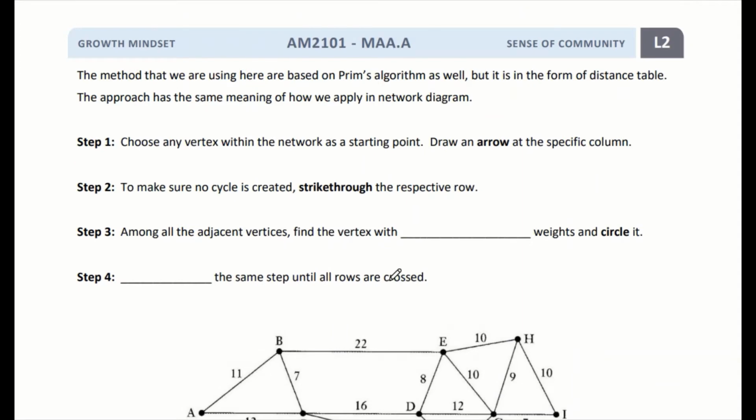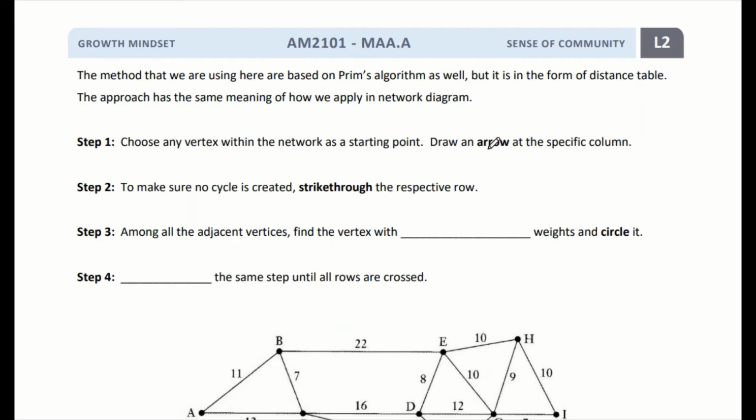So same thing, remember the first step is to choose any vertex within the network as the starting point, right? It's the same thing as what we have done previously. But because we are looking at a distance table, when we are trying to find a network point, it means we are trying to find a column to start with. Okay, so step 1, remember, draw an arrow. I put it in bold here so you can remember it clearly. The 3-step repeating will start with arrow. Okay, that's the first one.